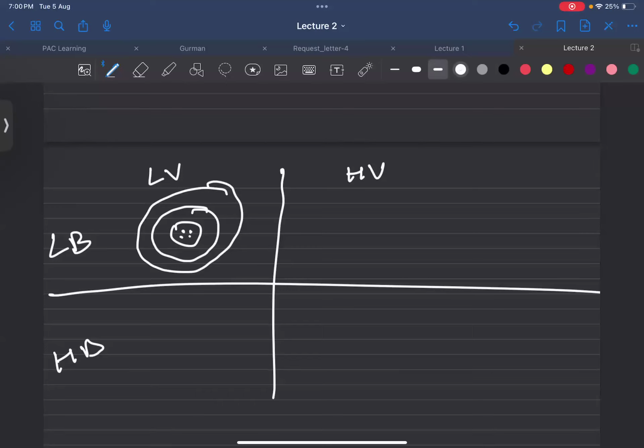Suppose the target is lying in the inner circle. Low variance, low bias means the points are hitting this bullseye, very close to the target, and they are close to each other also. So low variance and low bias. Variance means how far or how close the predicted values are to each other, the predicted y, not the target one. Bias means how far or how close the predicted one is from the target.